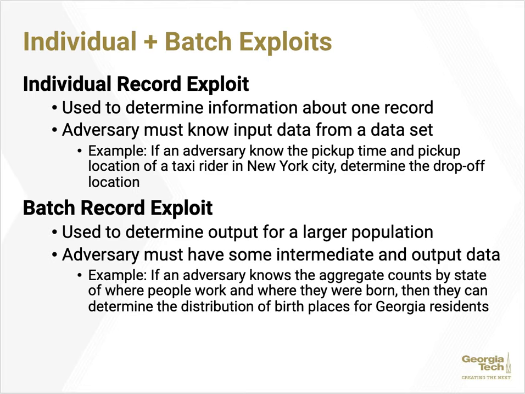That is, if the adversary knows that the input data is taxi information that's being passed in as the data for that MapReduce job. The second type of exploit is a batch record exploit, and this is essentially used to determine output for a larger population. And again, the adversary must have some information about the intermediate values and output data that's being presented at a MapReduce job. One of the examples that was given is if an adversary knows the aggregate counts by state of where people work and where they were born, then they can determine the distribution of birthplaces for Georgia residents.